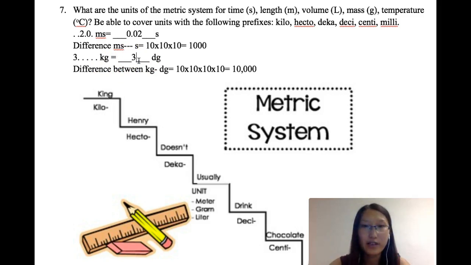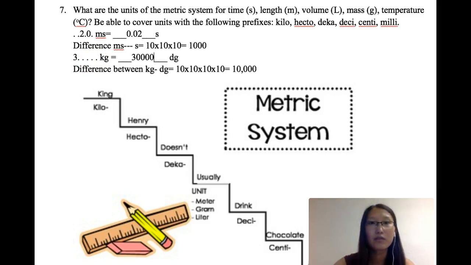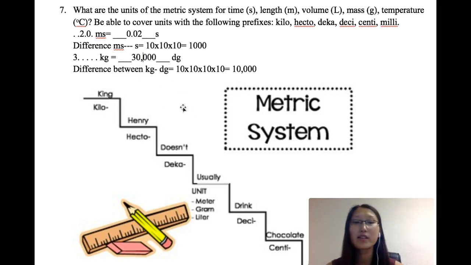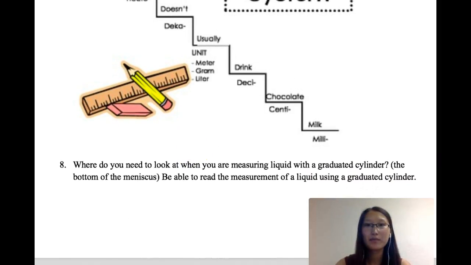And now your answer is 30,000 decigram, okay? I'm going to post an answer key of the metric conversion worksheet that we worked on in class. If you want to use that as a practice, you can look at the blank worksheet and try to work on it, and then use the answer key to make sure that you know how to do these type of questions. All right, we're almost done.